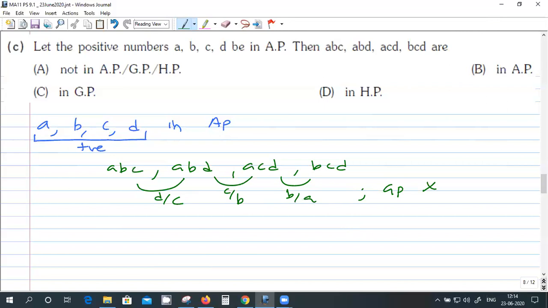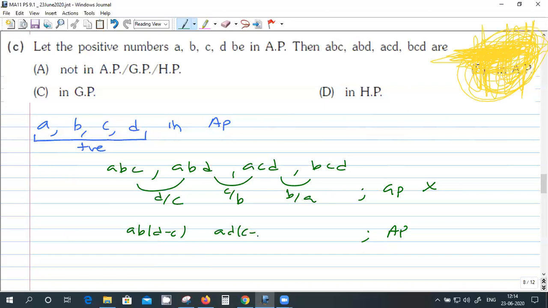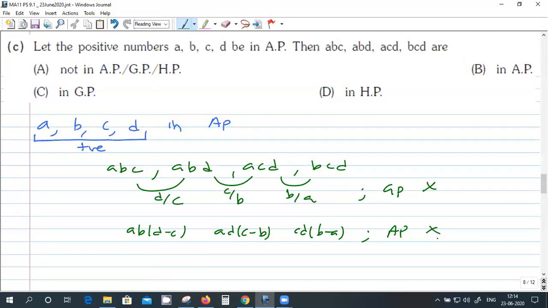Suppose you want to check whether they are in AP, I will take the difference. The differences are AB into D minus C, AB into C minus B, and CD into B minus A. So D minus C, C minus B, B minus A are common differences. But AB, AD, BC, they are not the same. So this is not in AP also.